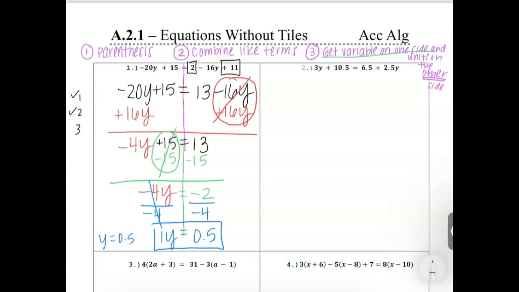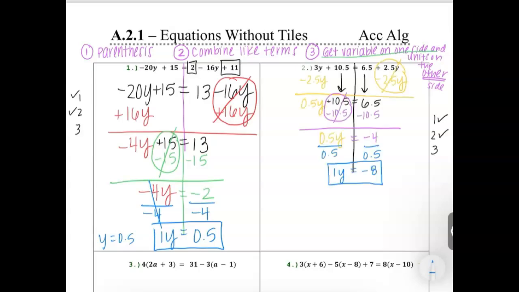Alright, go ahead and pause the video. I want you to try number 2 and see how far you can get, and then check your answer, whatever you get. Go through each step. If you got that each y tile equals negative 8, nice job. If you didn't, go ahead and check the steps as to why you might have not gotten negative 8.